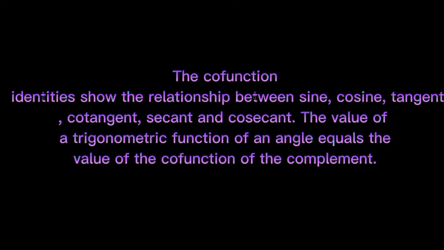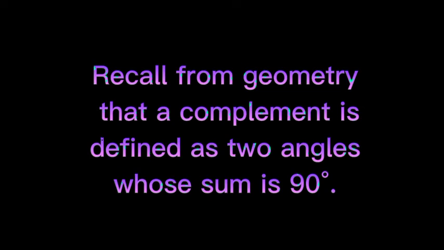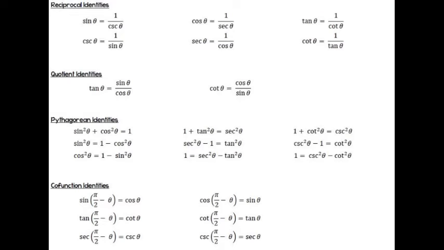The value of a trigonometric function of an angle equals the value of the cofunction of the complement. Recall from geometry that complements are defined as two angles whose sum is 90 degrees. So let me discuss the example of cofunction identity. First is sin of pi over 2 minus theta equals cosine theta. Tangent of pi over 2 minus theta equals cotangent theta.